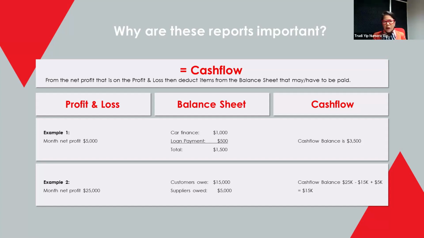Now, if we use the balance sheet on top of your first example, I'm saying that a net profit is $25,000. The customers owe you $15,000, but you also owe suppliers $5,000, which means then your cash flow balance is $15,000. So you can then make some tweaks on making sure that your cash flow balance increases to as much as that $25,000 in net profit as possible.